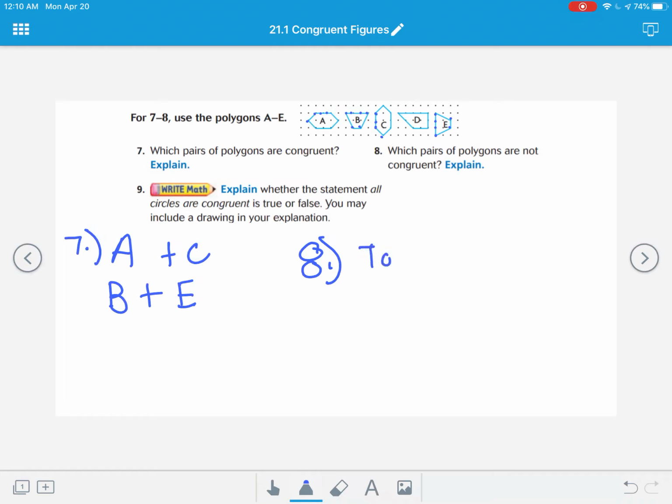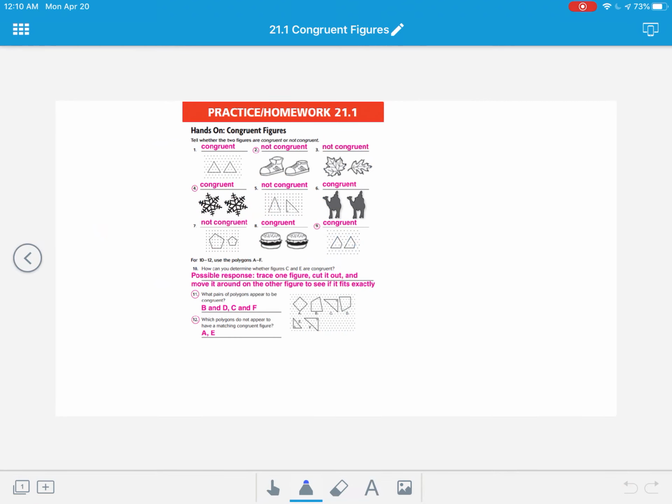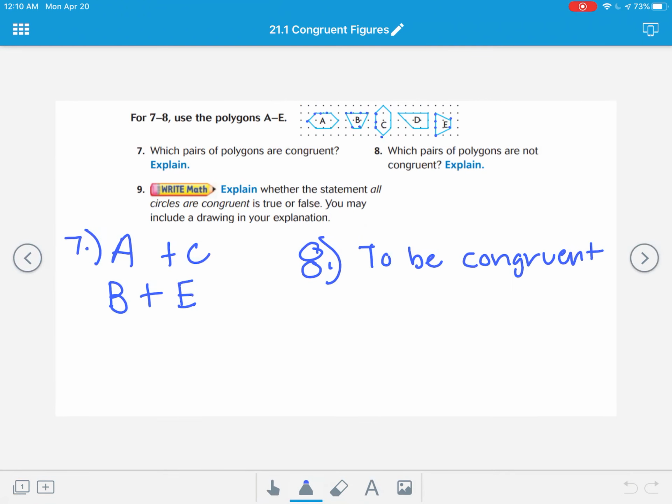to be congruent, figures need to be the same size and shape.